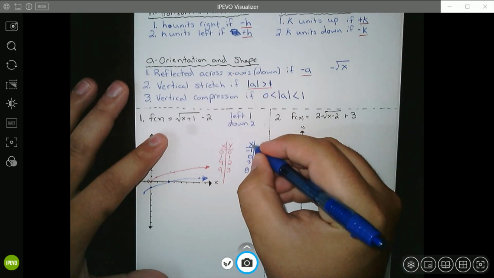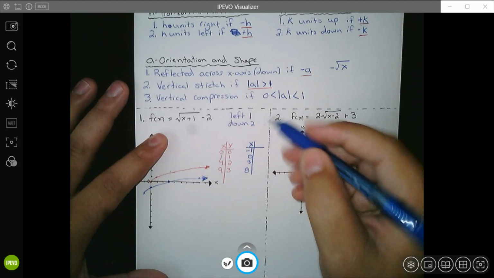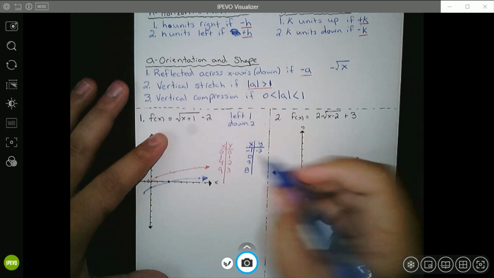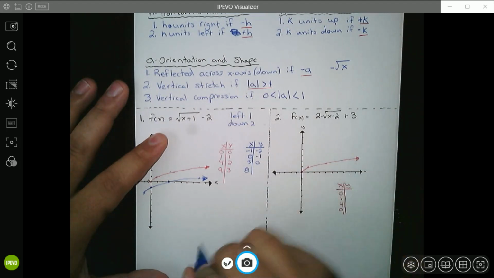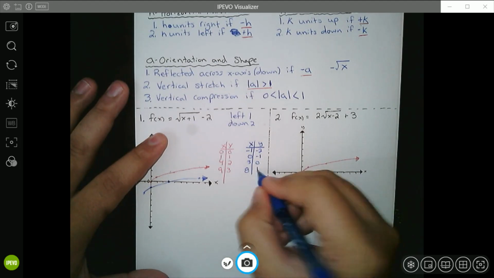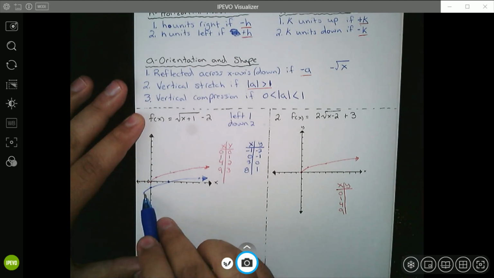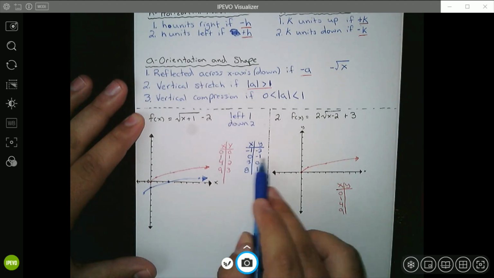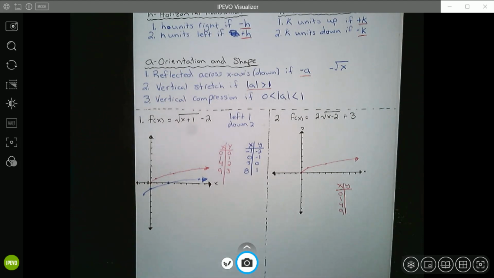Y values will be affected the exact same way, but they'll be affected by the up and down movement. So since I'm down 2, 0 will become negative 2. 1 will become negative 1. 2 will become 0. And 3 will become 1. And if you look, they do correspond exactly to what we just did. 1, negative 2. 0, negative 1. 3, 0. 8, 1.